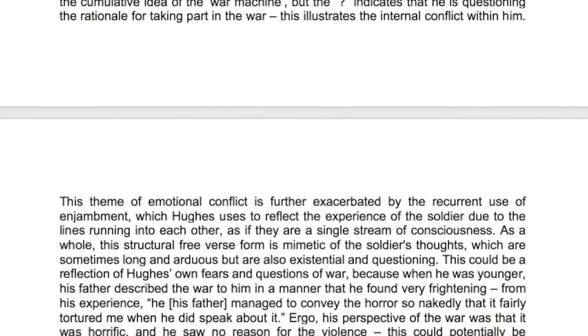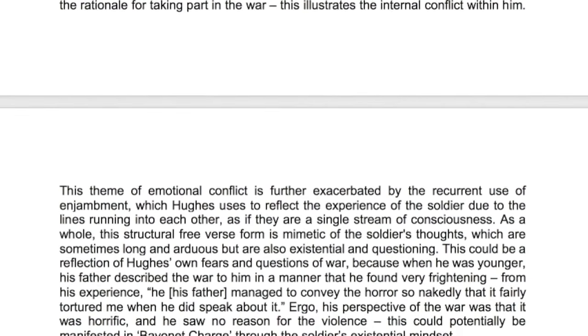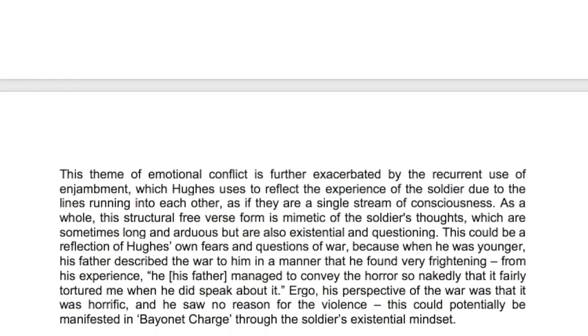This theme of emotional conflict is further exacerbated by the recurrent use of enjambment, which Hughes uses to reflect the experience of the soldier due to the lines running into each other as if they are a single stream of consciousness. As a whole, this structural three-verse form is mimetic of the soldier's thoughts, which are sometimes long and arduous but are also existential and questioning.